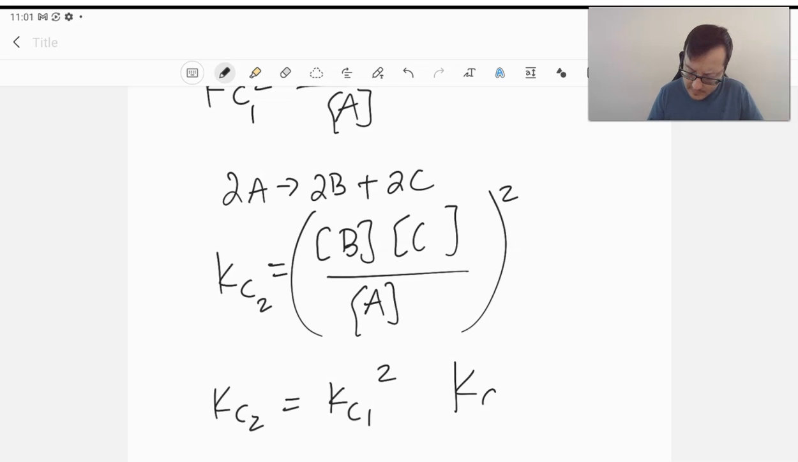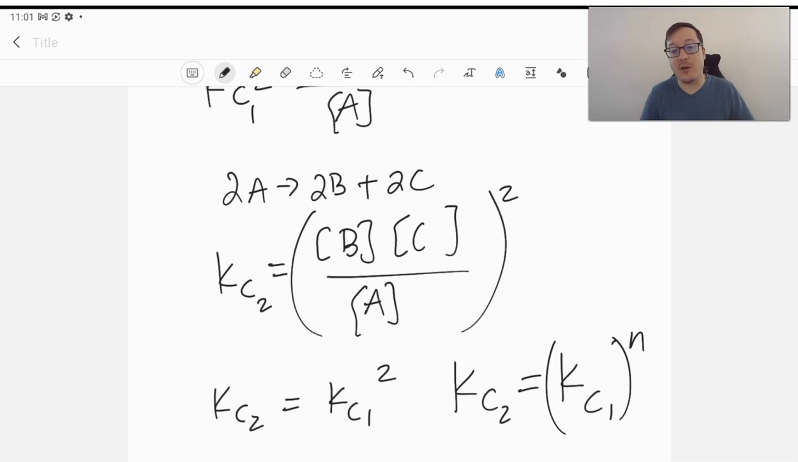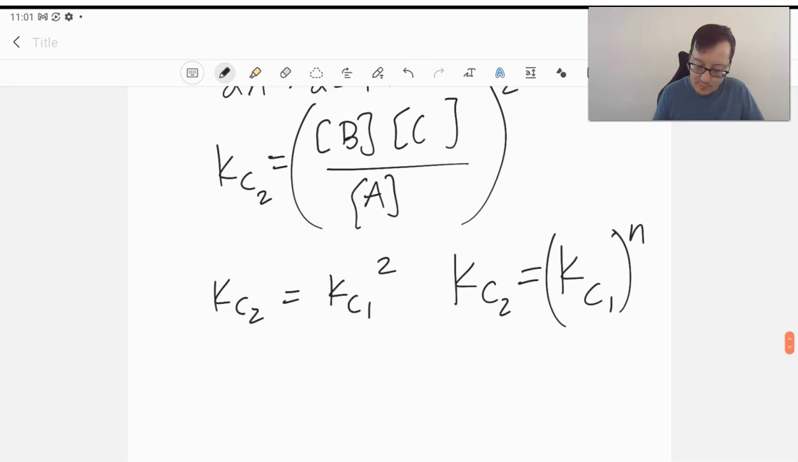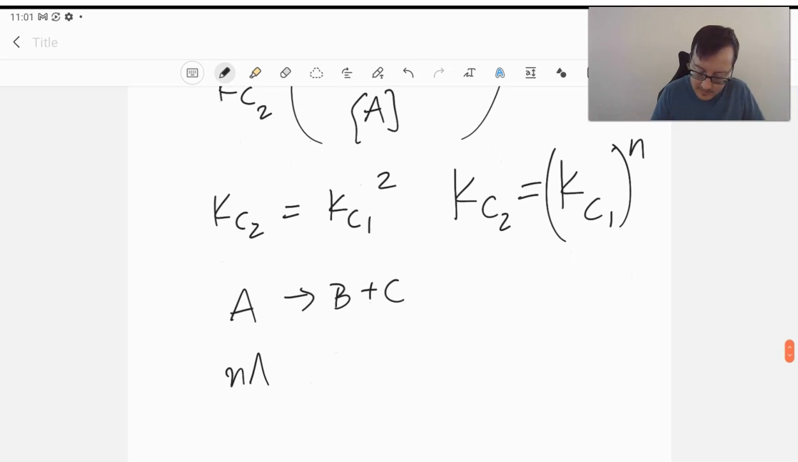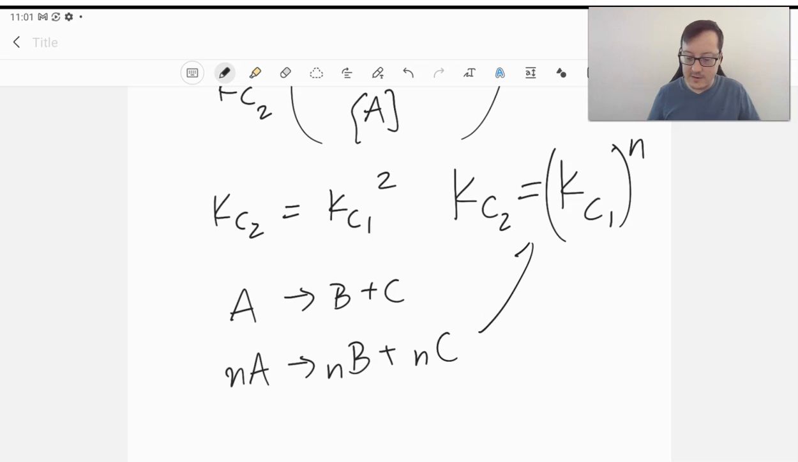And so, really, whatever your second reaction happens to be, whatever coefficients you're changing, you're just going to raise that to the n power. So if you go from A turns into B plus C, whatever reaction you're looking at, to adding coefficients, that's where this comes in. So your new equilibrium constant will be your original equilibrium constant raised to the n power. So that'll be our new one here.